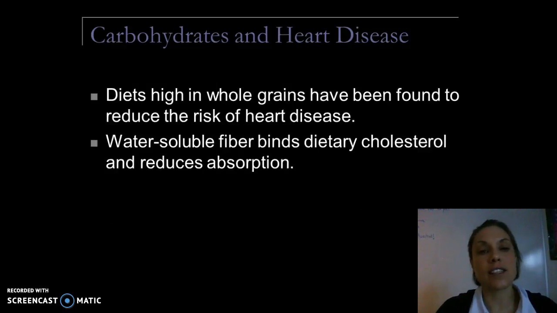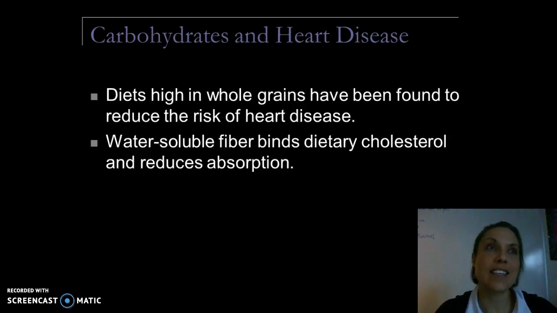Carbs and heart disease. Diets rich in whole grains have been found to reduce the risk of heart disease, and this is due to the effects of soluble fiber. Soluble fiber can bind dietary cholesterol in the small intestines and reduce absorption. Cholesterol is secreted into the small intestines not only through the diet, but also through the formation of bile. So if bile is secreted into the small intestines and soluble fiber grabs onto it, as well as grabbing on to the dietary cholesterol that's taken in, then over time, cholesterol can be reduced.